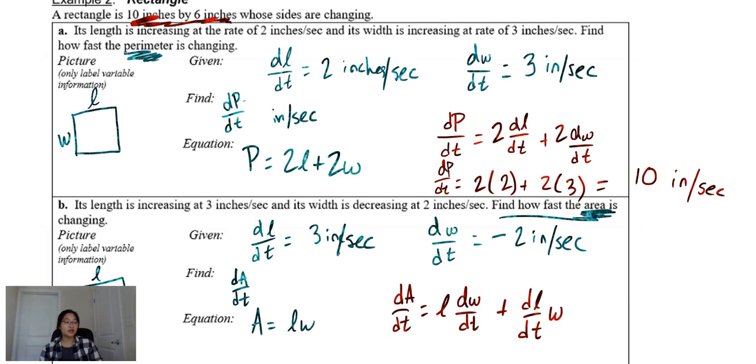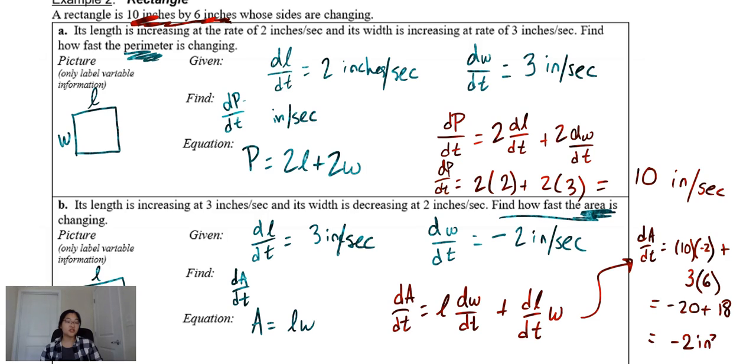So we have dA/dt is equal to length, which is 10, times dW/dt, which is negative 2, plus dL/dt, which is 3, times the width, which is 6. So we have 10 times negative 2 is negative 20, plus 3 times 6 is 18. So we have negative 2 inches squared per second as our units.